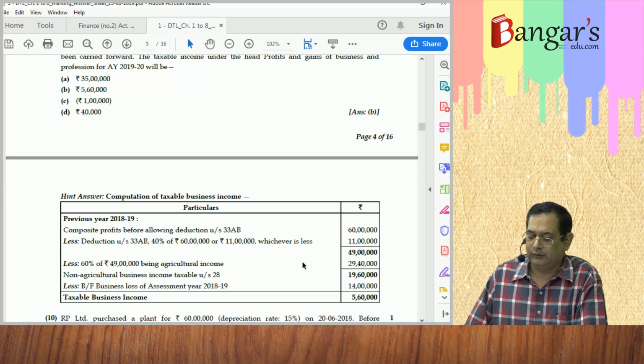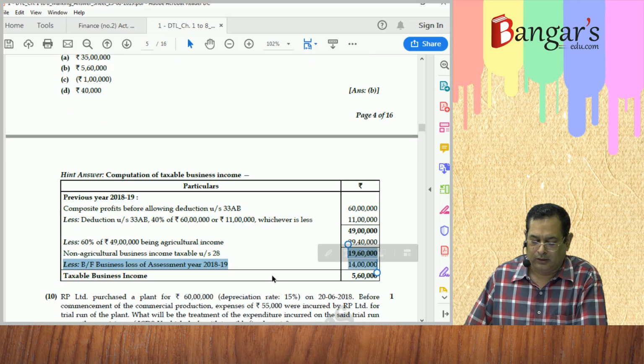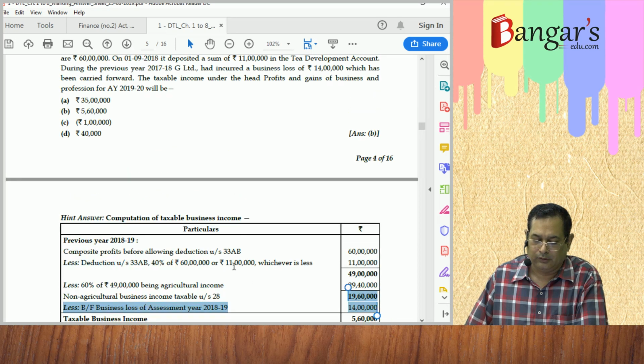Then 60% is the agricultural income, 40% is the business income. So from the business income, the brought forward business loss will be allowed as deduction, and the remaining will be the taxable business income. So the taxable business income works out to be rupees 5,60,000 in such a case.